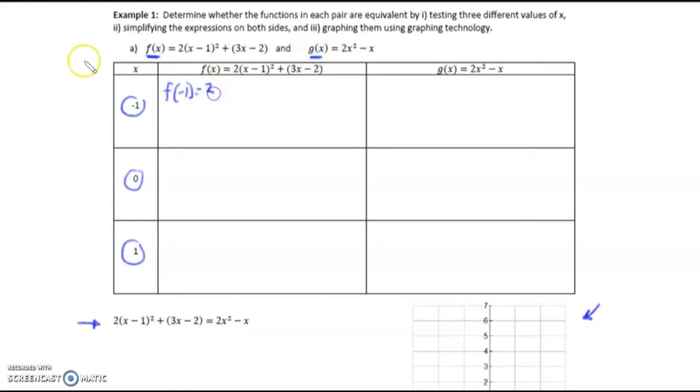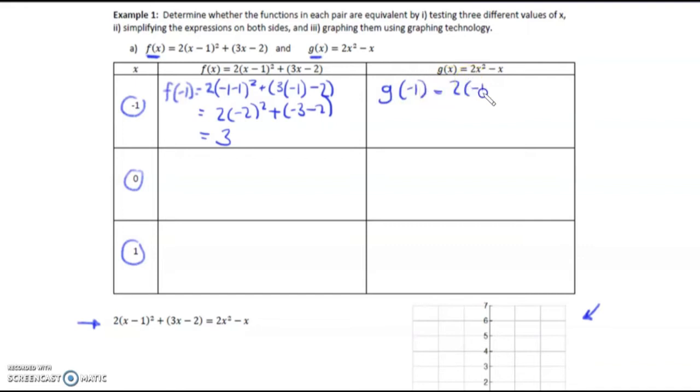Okay, so 2 times (-1 minus 1) squared plus 3 times (-1) minus 2. Okay, so we have 2 times (-2) squared plus -3 minus 2. If we keep going down, we're going to get the answer of 3. Okay, what about g at -1? Well, 2 times (-1) squared minus, remember to bracket the -1. Okay, so 2 times 1 plus 1, we also get 3.